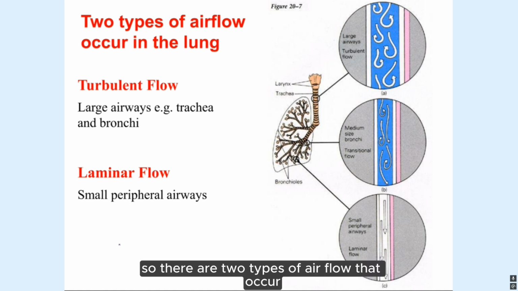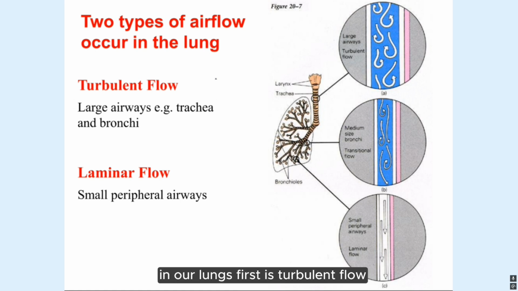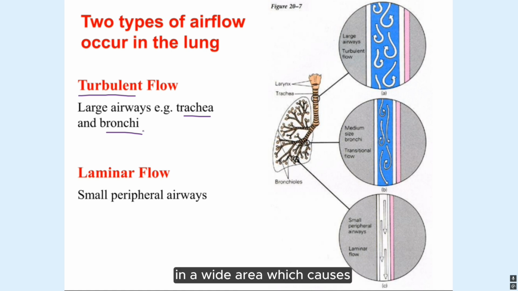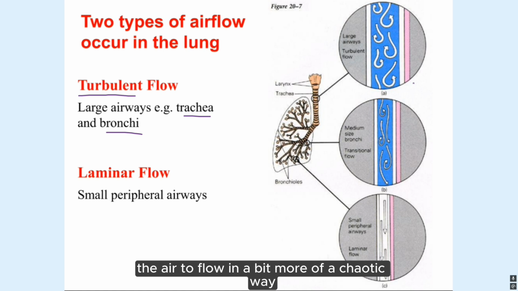So there are two types of airflow that occur in our lungs. First is turbulent flow. It's this chaotic flow that you see here. It occurs in our large airways like the trachea and the bronchi. And the reason it's turbulent is because you're moving large amounts of air in a wide area, which causes the air to flow in a bit more of a chaotic way.